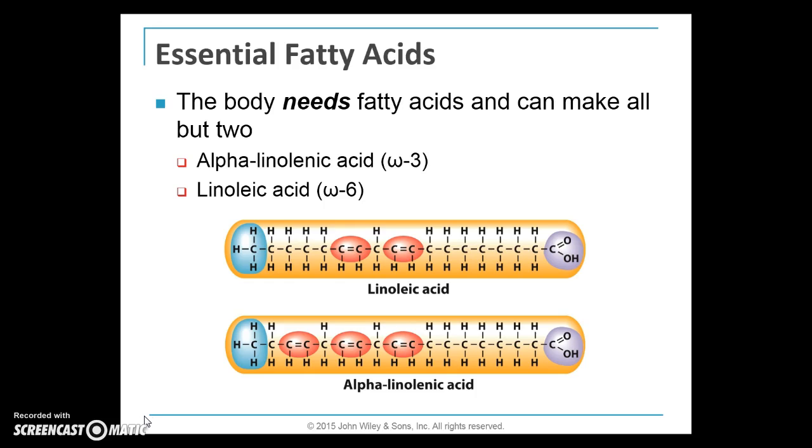So the body needs fatty acids, and we can make all but two, and the two we can't make, this is why there's such a focus in our diet, are alpha-linolenic acid, that's an omega-3 fatty acid, and linoleic acid, that's an omega-6 fatty acid.